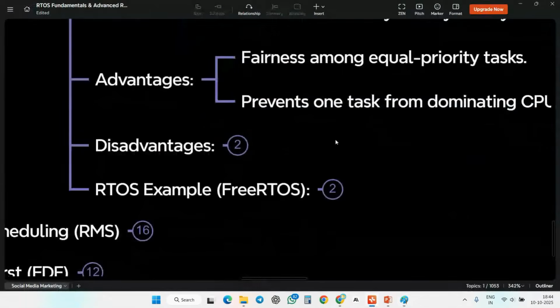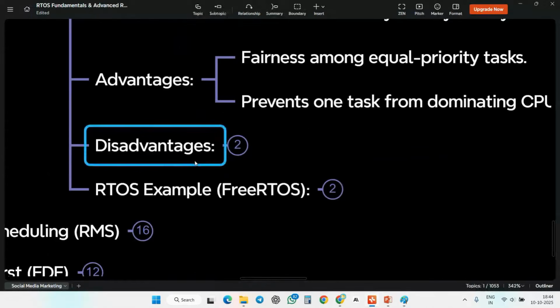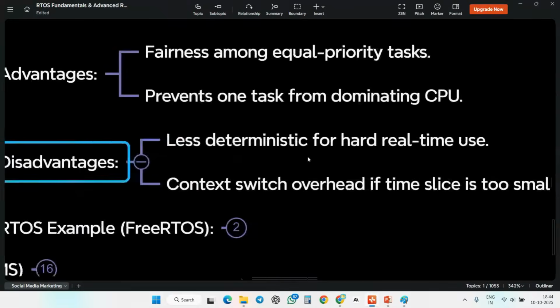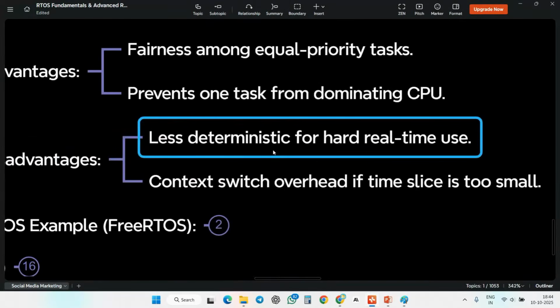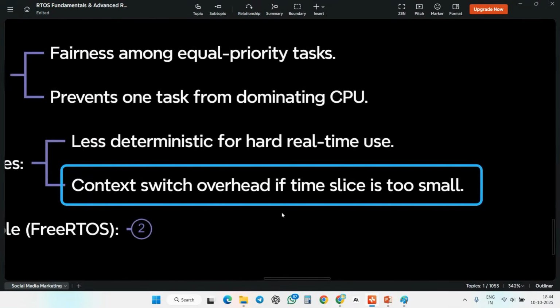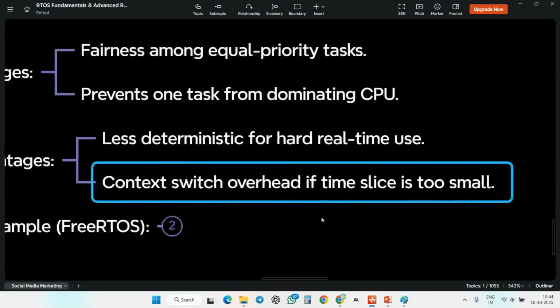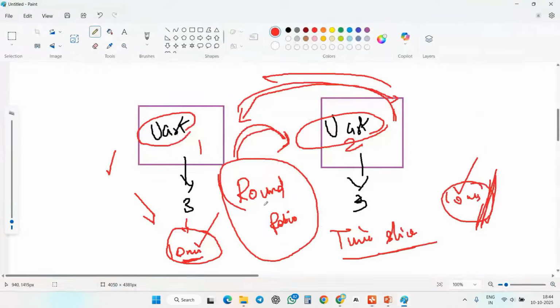And what are the disadvantages? It is less deterministic for hard real-time uses, and context switching is an overhead if the time slices are too small. It is less deterministic because I can't determine the completion. So what is the meaning of deterministic, guys? Determining, when the task has been created, when it is going to be completed. That is called deterministic, right? I can't predict it here because the time has been sliced. It varies, and it can't be predicted.